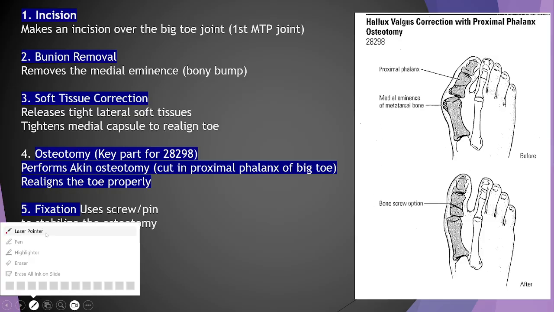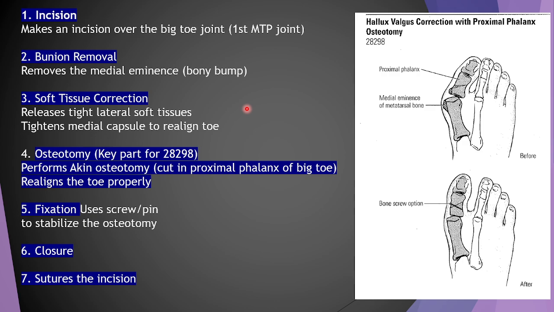So what will the physician do? First, he will make an incision over the first metatarsophalangeal joint. After the medial eminence, the bony bump, has been removed or shaved, and the soft tissue correction has been done. And the fourth one, that is the osteotomy, he will perform the Akin osteotomy cut in the proximal phalanx to realign it properly, and fixation is done using screws or pins to stabilize the osteotomy, and closure and suture of the incision is done.